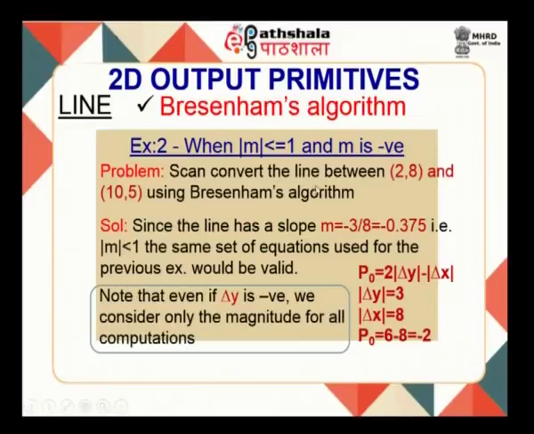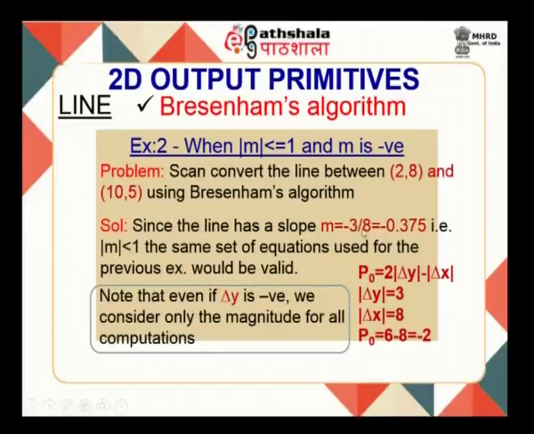And similarly, for m is less than 1, but m is negative. So, that is mod m less than 1, m negative. As I said, for negative slopes, one of the coordinates is increasing while the other coordinate will be decreasing. So, in this case, given 2 comma 8 as the x coordinate and the y coordinate, that is the initial point, the first point, and 10 comma 5 is the next point, the end point of the line, the two end points of the line. So, if you take del y by del x, this is negative, m is equal to minus 3 by 8. So, x is increasing from 2 to 10 while y is decreasing from 8 to 5. So, the delta y becomes negative.